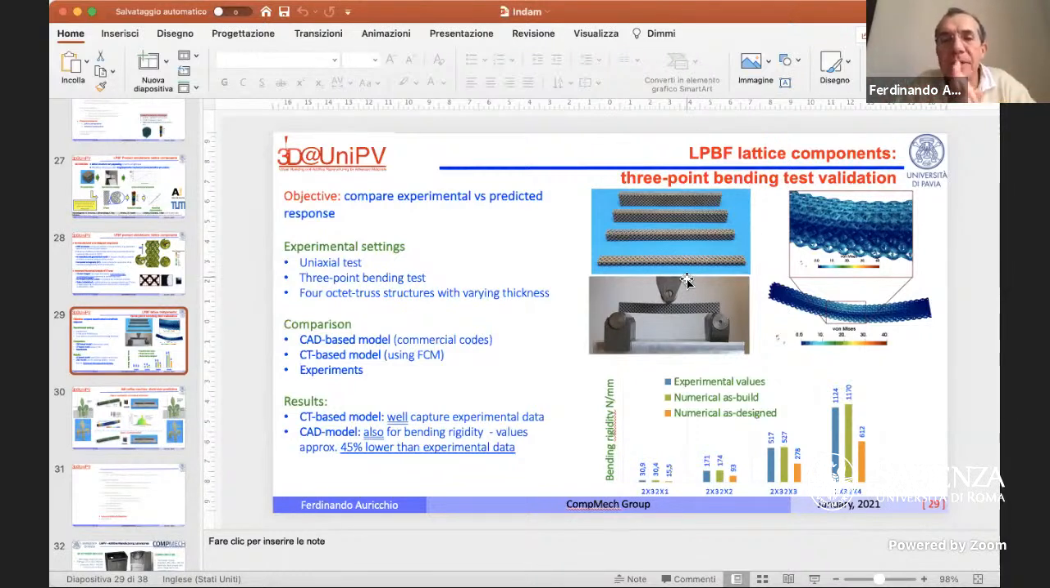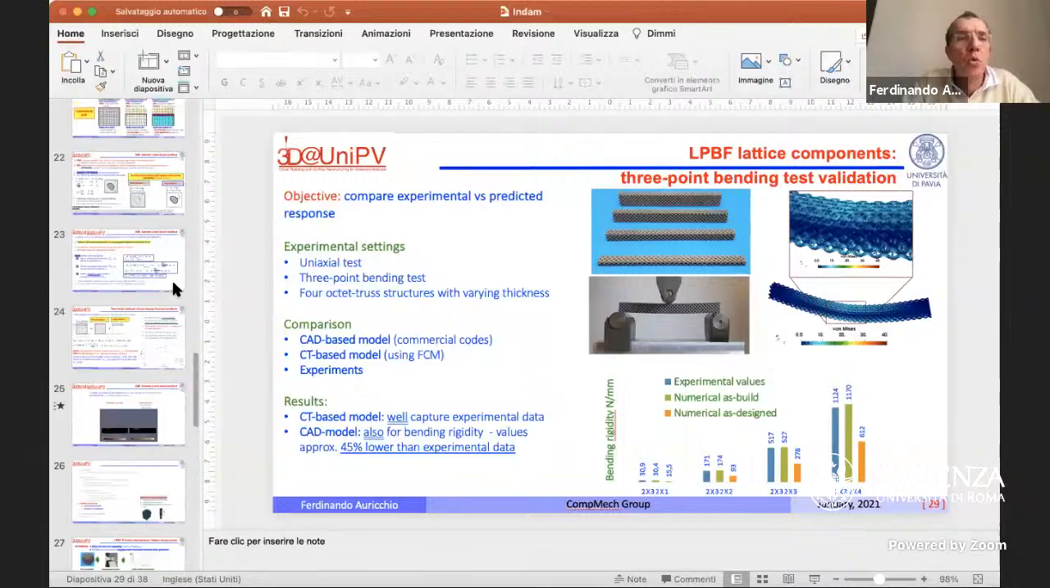For this one, we did it just in the elastic range. Here we did only the simulation, taking the material properties from the production company, which we validated with experiments, but these are basically the elastic moduli from the production company.